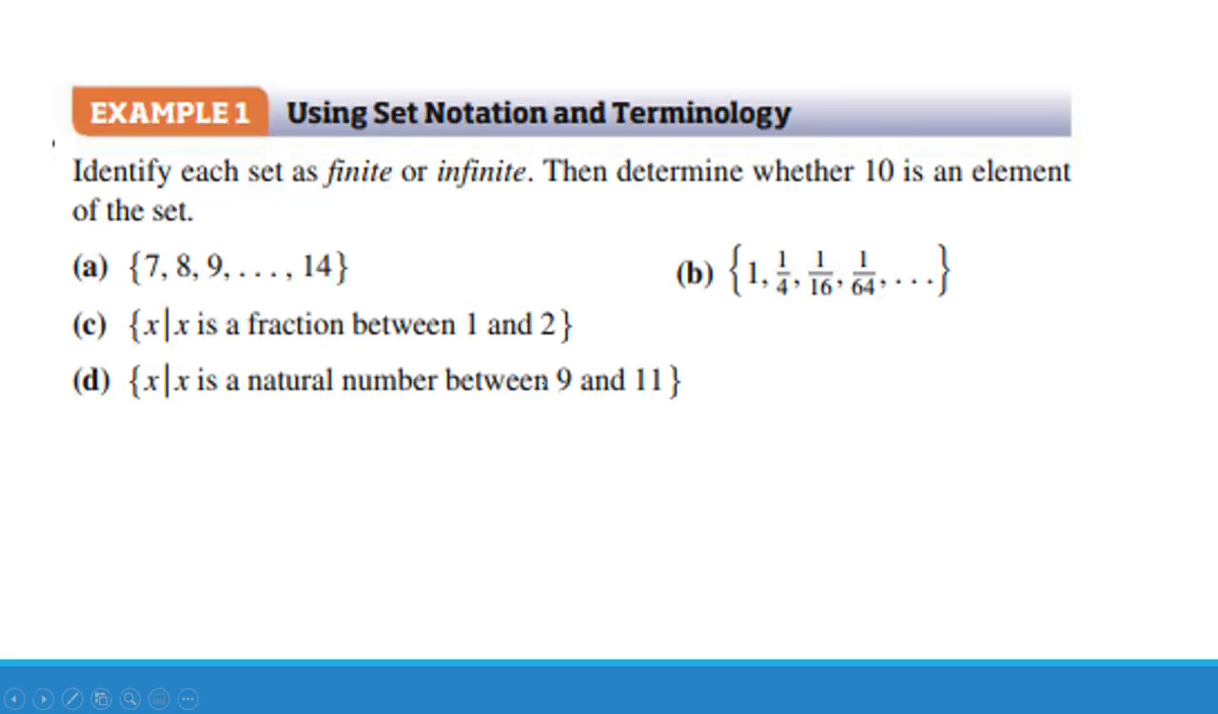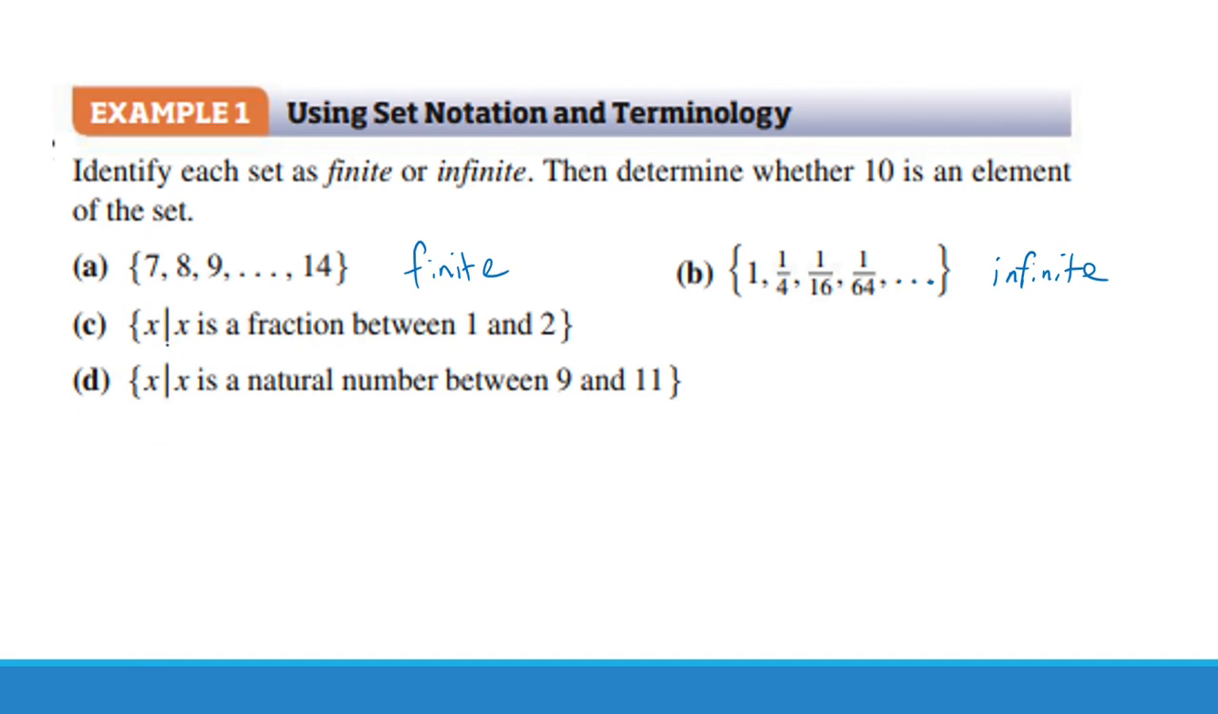Example 1, we want to identify each set as finite or infinite. Then determine whether 10 is an element of the set. In part A, we have the numbers 7, 8, 9, and it continues to count up to 14. This is clearly finite since there's only a set amount of elements. So we'll write down finite for part A. Part B, we have 1, 1/4, 1/16, 1/64th, and it continues on forever. There's going to be infinite elements in this set.